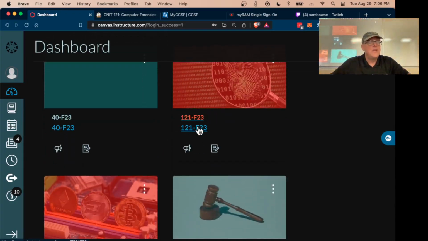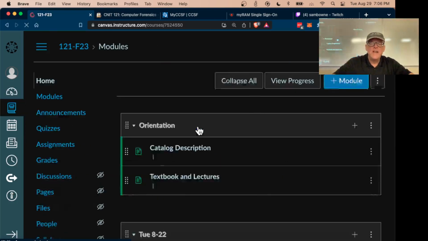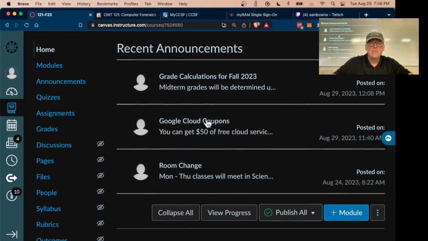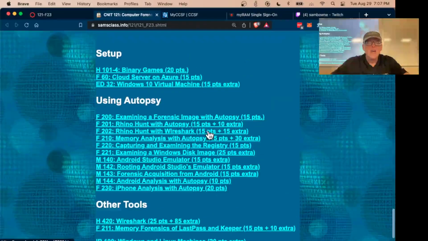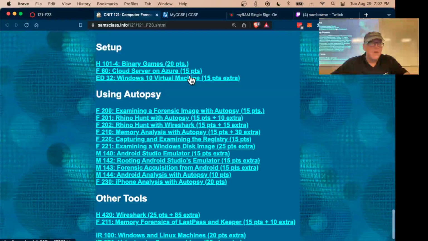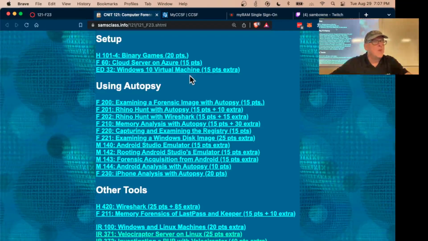So if you go into the Canvas, you will find an announcement up here for your Google Cloud coupons. You can get a $50 Google Cloud coupon to give you $50 of free cloud service at Google. So that's an alternative. You can use the Google Cloud instead. And I will add instructions to the projects for making a Google Cloud machine. Right now, I think I only have the Azure instructions here, but I have the Google instructions too. I've used them in other classes. And so that's another option if you want to set up a cloud machine.